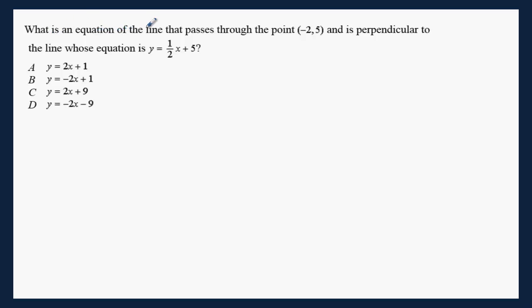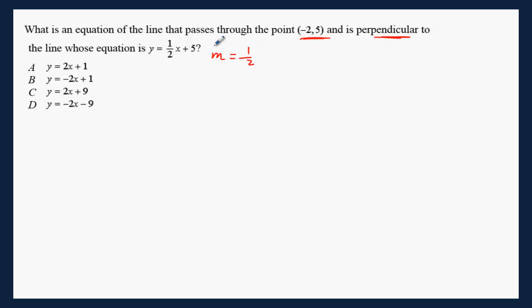What is an equation of the line that passes through the point (-2, 5) and is perpendicular to the line whose equation is y equals 1/2 x plus 5? Perpendicular lines have negative reciprocal slopes. The slope of this line equals 1/2.